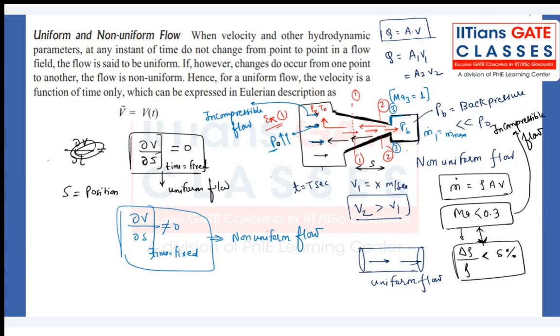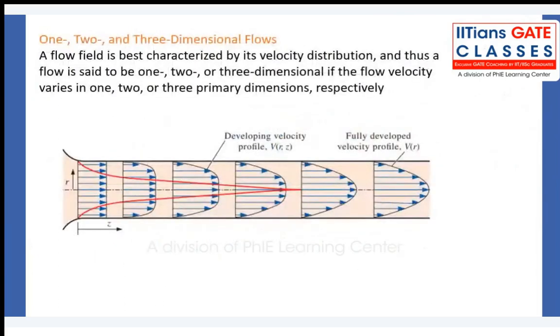Now note down the next classification: 1D, 2D, or 3D flows. A very basic classification of fluid flow: whenever we say 1D, 2D, or 3D flow, that depends on whether the flow velocity varies in one dimension, two dimensions, or three dimensions, right? In how many directions the fluid velocity is varying is what is depicted by 1D, 2D, or 3D flows.